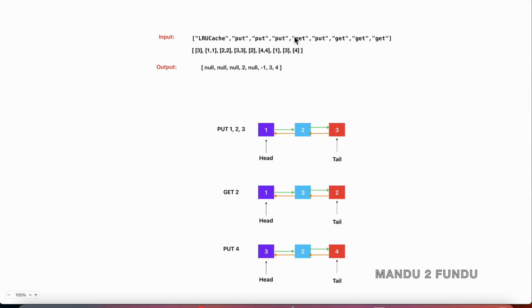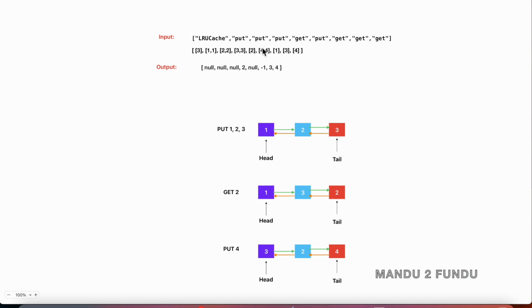Next, we are making a call to get for the key value 2. So we are accessing 2. Once we access an element, it should be moved to the tail of the linked list because this is most recently accessed. So it will be put at the tail. That's why 2 is moved to the tail of the linked list.